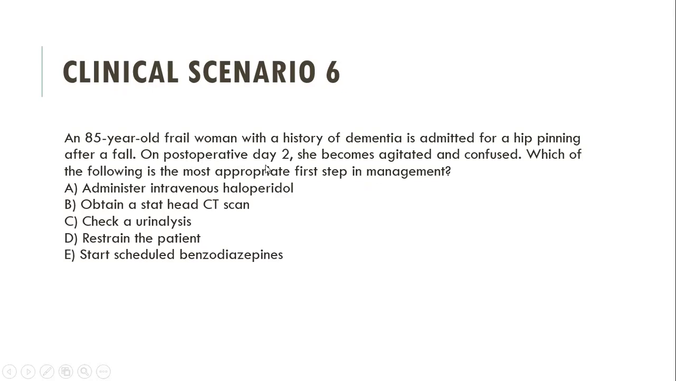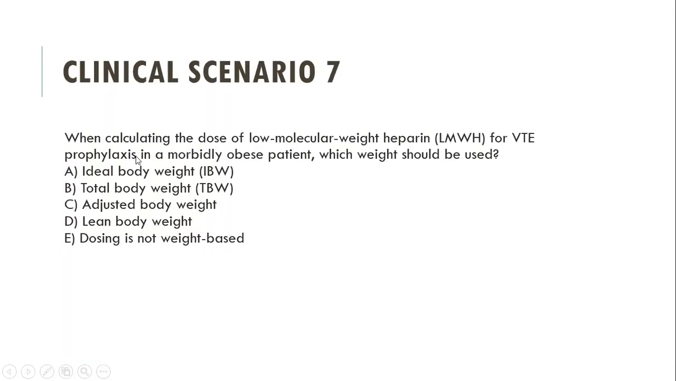An 85-year-old frail woman with a history of dementia is admitted for a hip pinning after a fall. On post-operative day 2, she becomes agitated and confused. Which of the following is the most appropriate first step in the management? So, in the geriatric patient, the most common complication is delirium. The delirium can be due to any infection, so first of all, you have to look for any infection. So, you have to check a urinalysis.